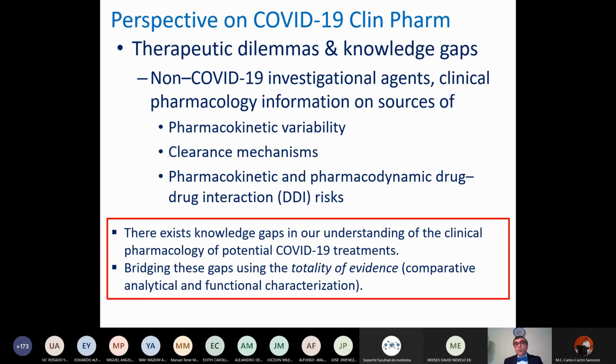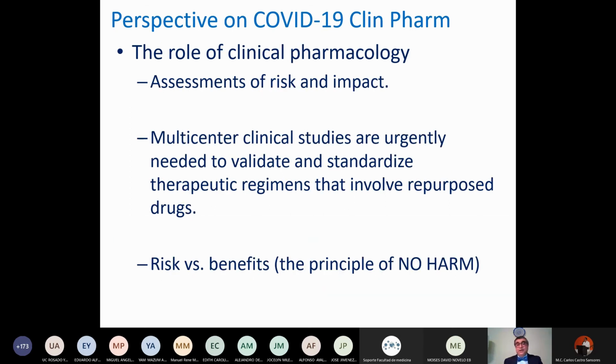So there is more knowledge gap than questions, okay? So the role of clinical pharmacology is to make assessment and impact. And most importantly, we need to validate and standardize therapeutic regimen, okay? And especially, we need to come up with a therapeutic regimen for the beginning of the disease at the hands of primary care physician. For example, remdesivir is not good when you're staying at home because it's an IV.